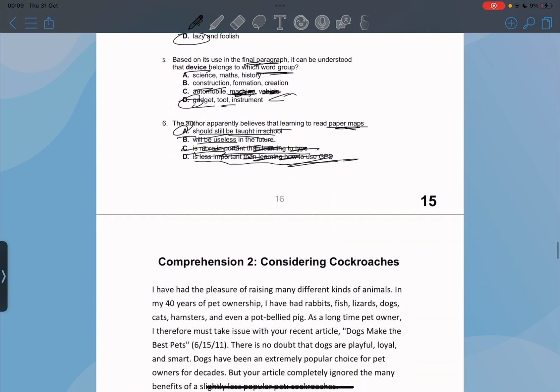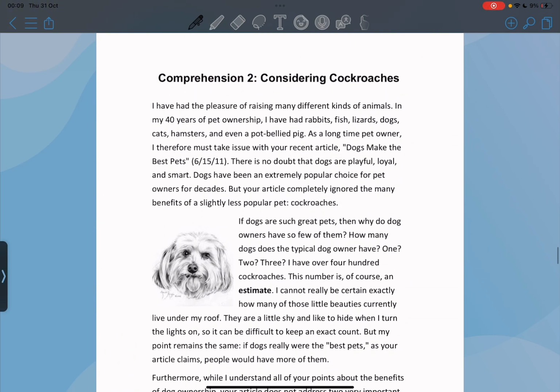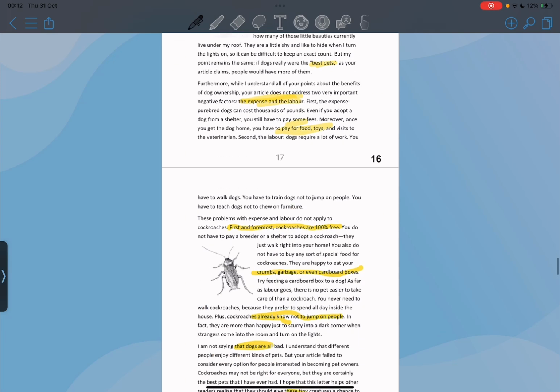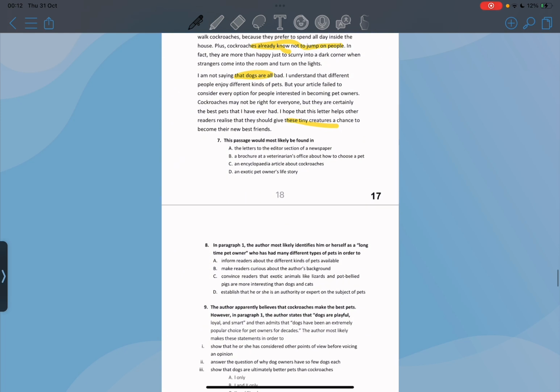Okay, comprehension 2 now. I've highlighted some key points here. Again, this is a passage about pets now, and it's basically making a satirical point. That means it's sort of making a joke. It's saying maybe cockroaches are better pets than dogs, right? So if you look at question 7, this passage would most likely be found in which of the following?